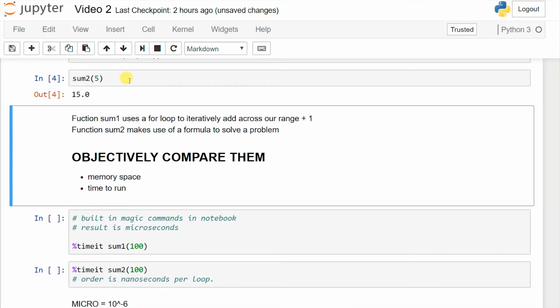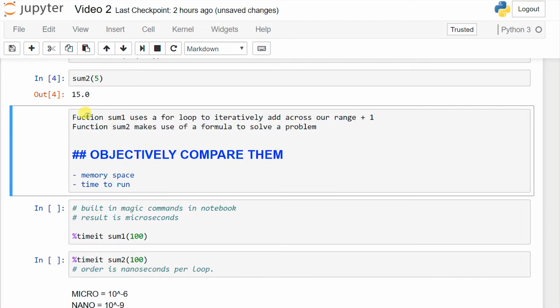So function 1 is, someone's going to complain about that, right? F you.